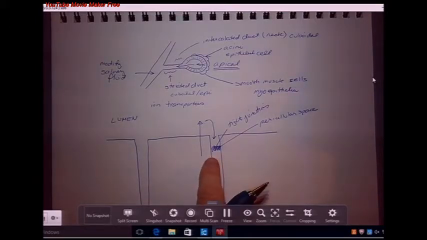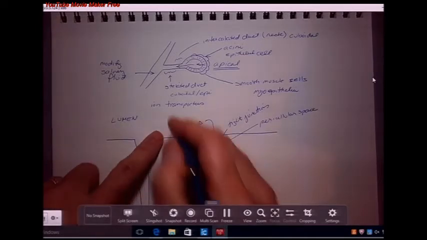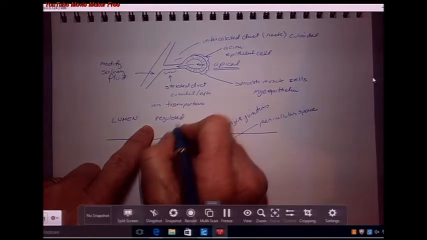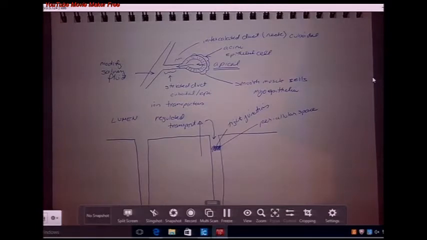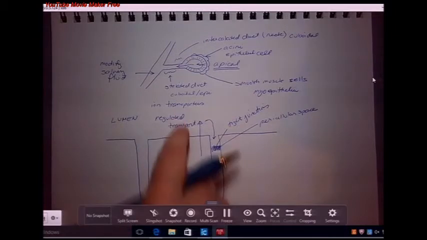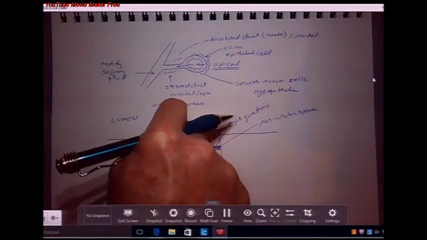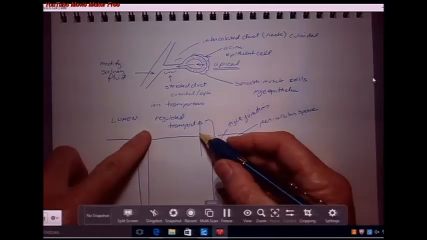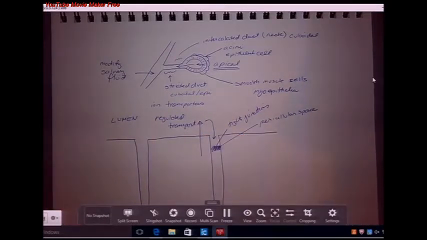Now, the majority of epithelium in the gut has these tight junctions, and that's because what we want is a process called regulated transport. The job of these particular cells is to put material, components of whatever they're secreting, into the lumen. This is going to be very, very important because we need to control what's going through this epithelial barrier.